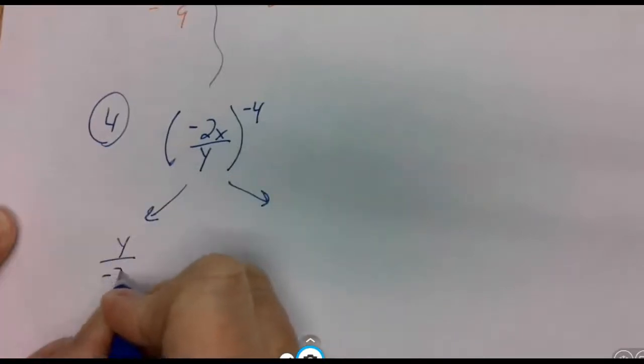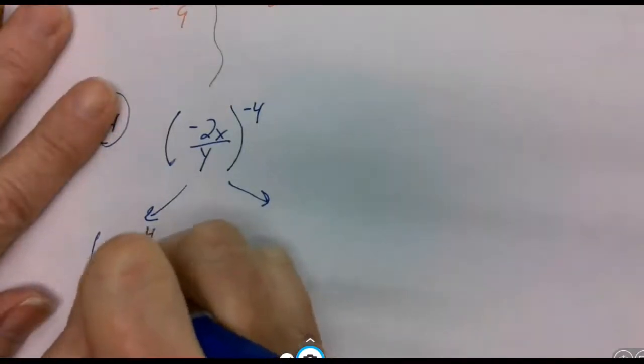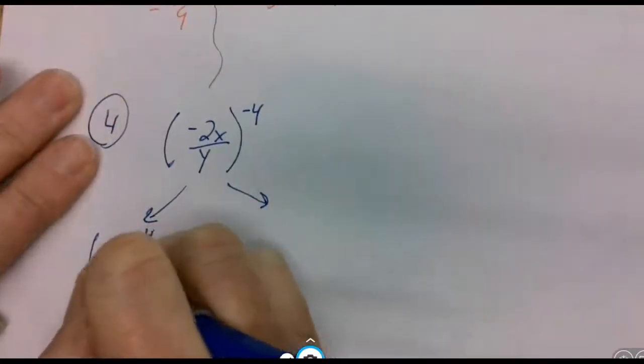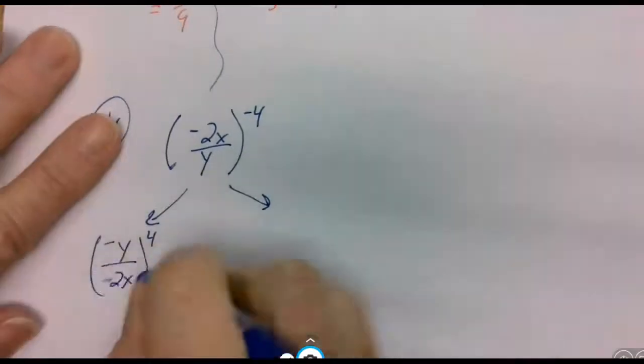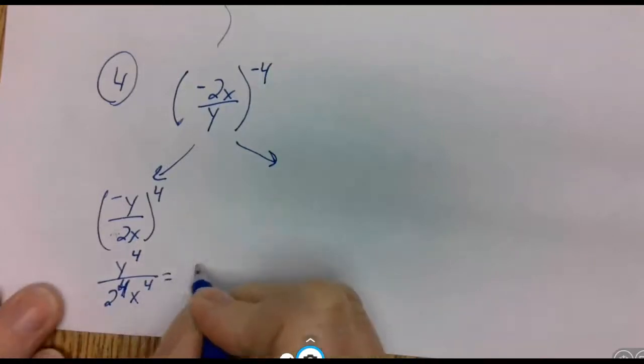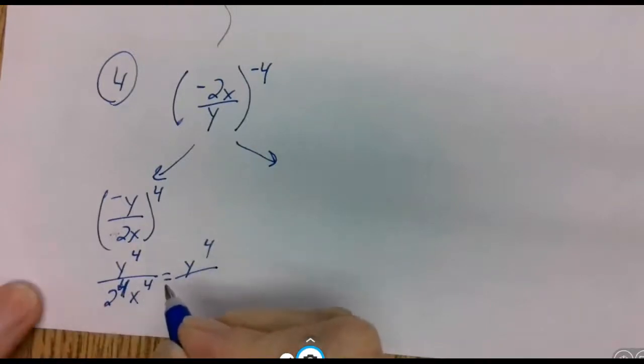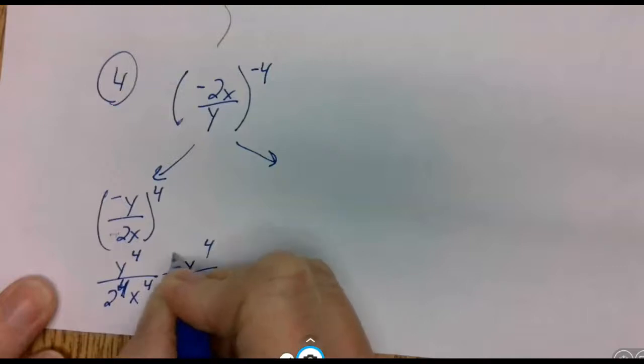So I have y over negative 2x, all of it to the fourth. And actually, we wouldn't move that negative. We would keep that negative up top. Okay? There. Now I'm going to take everything to the fourth power. Well, a negative to an even power is going to be positive. Y to the fourth over 2 to the fourth, x to the fourth. So that's y to the fourth over 2 to the fourth. 2 times 2 is 4 times 2 is 8 is 16, x to the fourth.